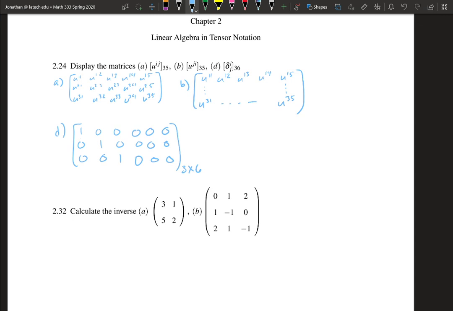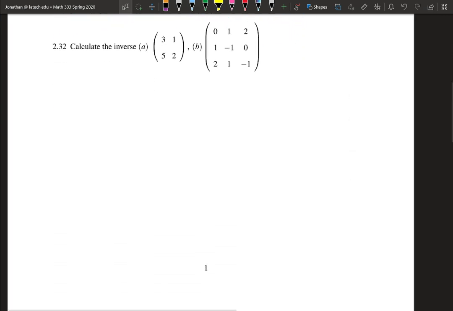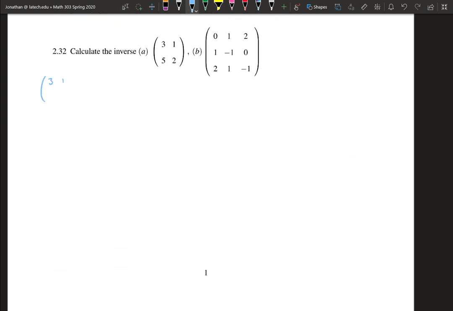To calculate the inverse of a matrix, you really just take a matrix like 3, 1, 5, 2, augment it with the identity matrix, and then use row operations to reduce it down to the identity on the left, and then the inverse will end up on the right. So what we could do is say 1/3 times row 1 equals row 1. So it'd be 1, 1/3, 1/3, 0, 5, 2, 0, 1.